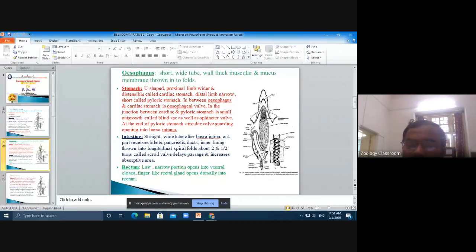Now come to the last portion of this intestine, that is the rectum. The rectum is the last or terminal portion. Its narrow portion opens into the common chamber, which is known as the cloaca. Before opening, there is a finger-shaped projection that opens dorsally into the rectum. The structure is called the rectal gland. So this is regarding the rectum and the rectal gland. The rectum is actually used for the temporary storage of the undigested food material.